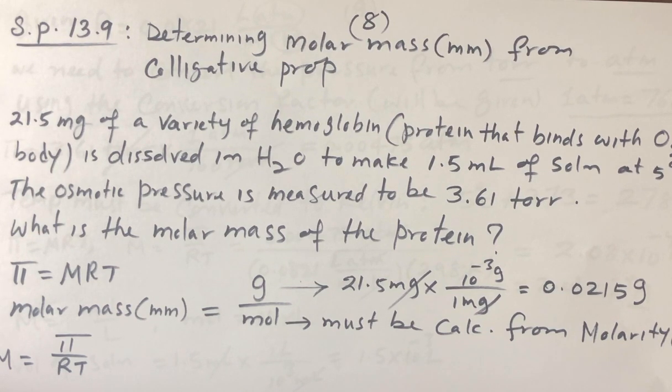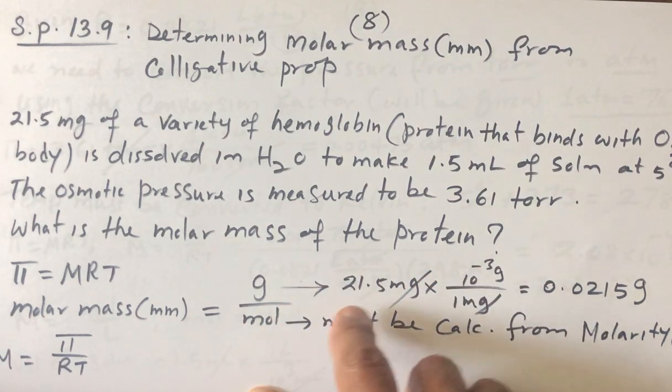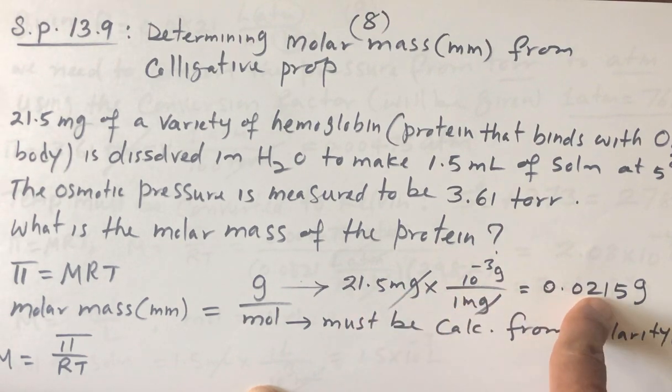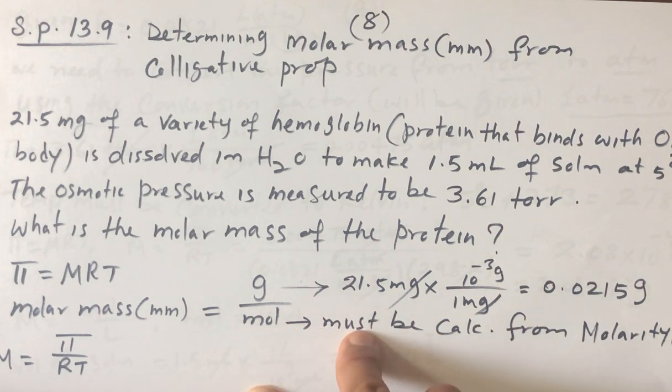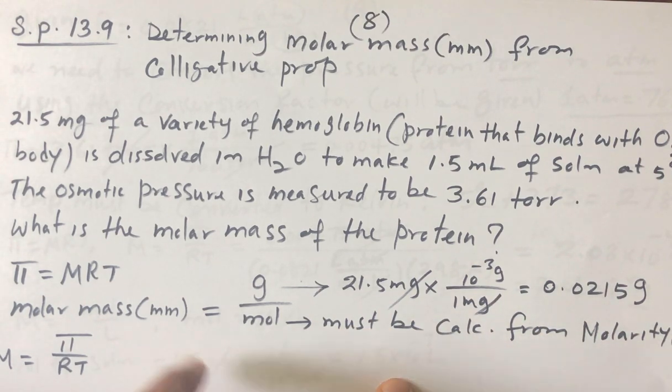Now, to calculate the molar mass, we have to divide the grams by the moles. The grams of the protein is given as 21.5 milligrams, so that can be converted to gram, which is 0.0215. So basically, we need the gram to divide by mole to get the molar mass. That number is given. In other words, we have to convert that milligrams to grams. We have that. And the next thing is to find moles. The moles must be calculated from molarity. In other words, in this equation, if you rearrange this to solve for M, M becomes pi divided by RT.